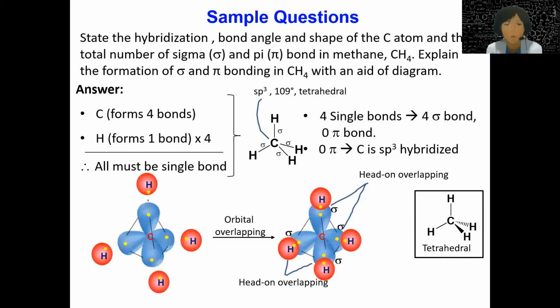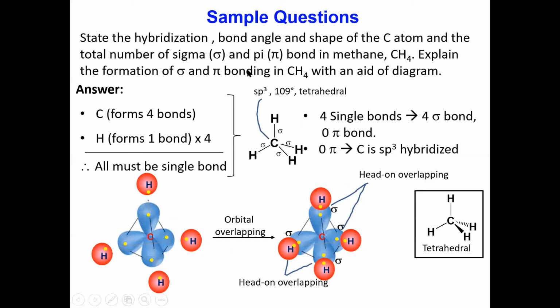Okay, so next we have a hybrid question. State the hybridization, the bond angle, the shape of the carbon, and the number of sigma and pi bonds in methane, CH4. Explain the formation of sigma and pi bonds with the aid of the diagram.